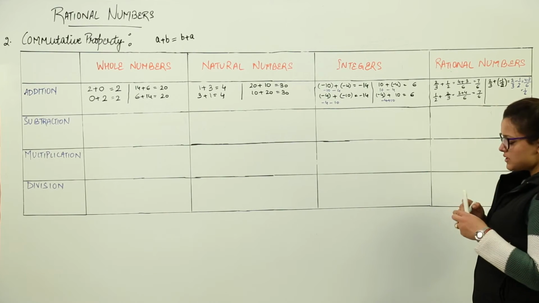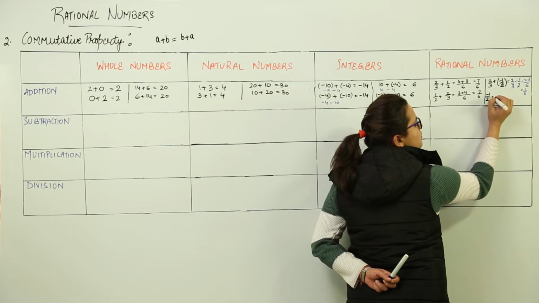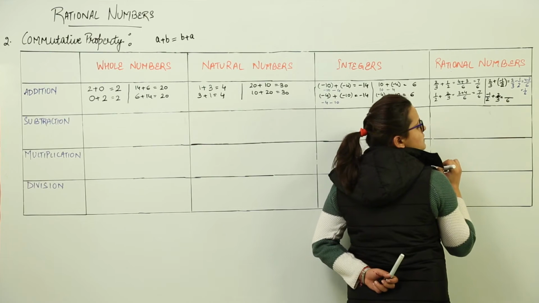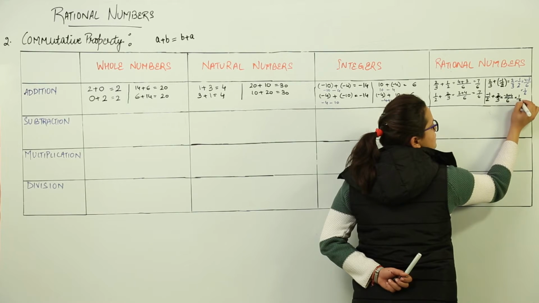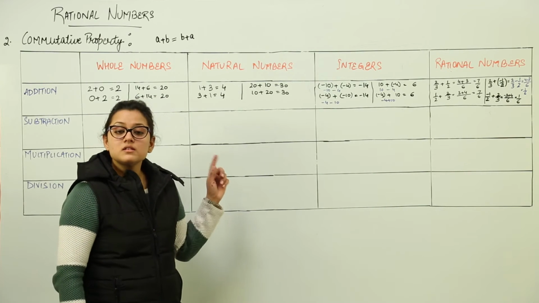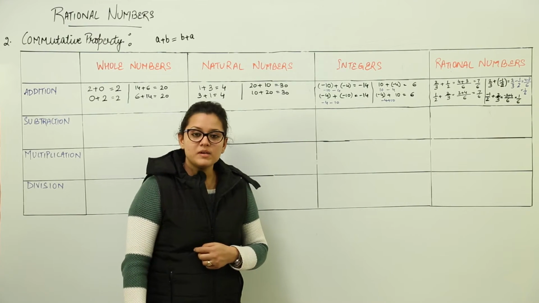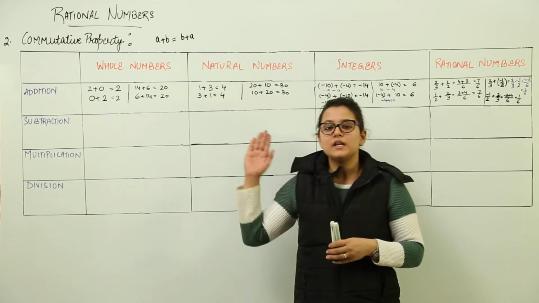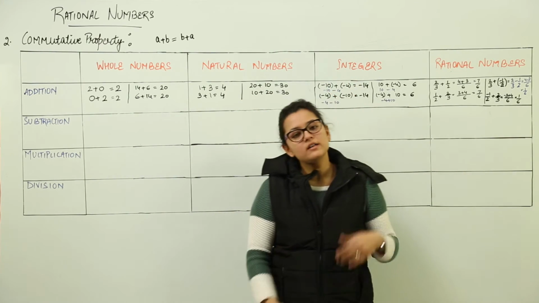But what will happen if I reverse the order here? This will become minus 1 by 2 plus 2 by 3. Again, my LCM will come out to be 6, minus 3 plus 4. This becomes 1 by 6. Now you can check in each of these cases that my answer is not changing. It is remaining the same even if we reverse the order of the numbers. That means for addition, the answers are remaining same. We can conclude that addition is commutative for whole numbers, natural numbers, integers and rational numbers.